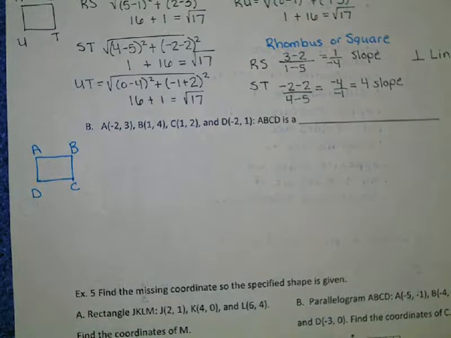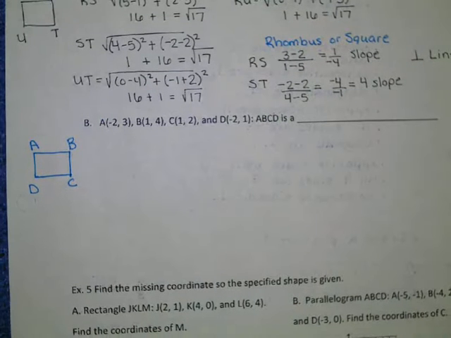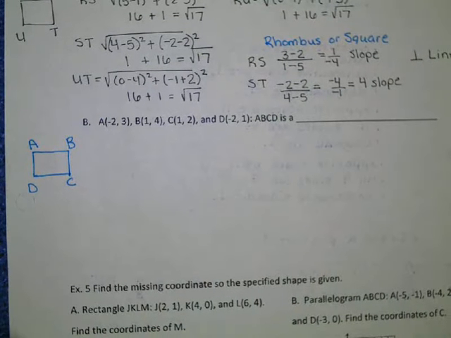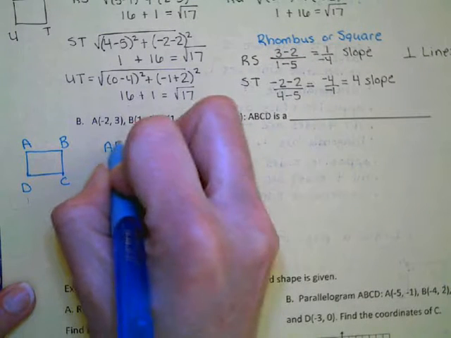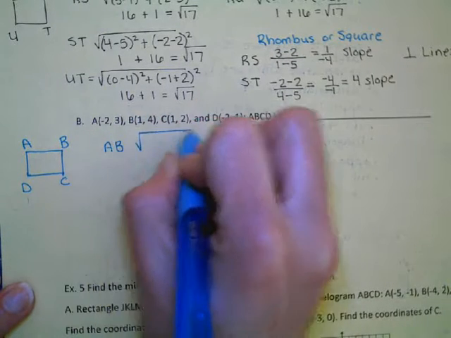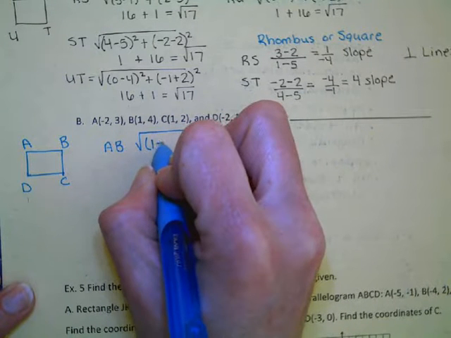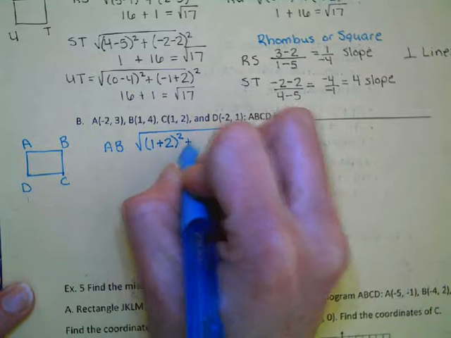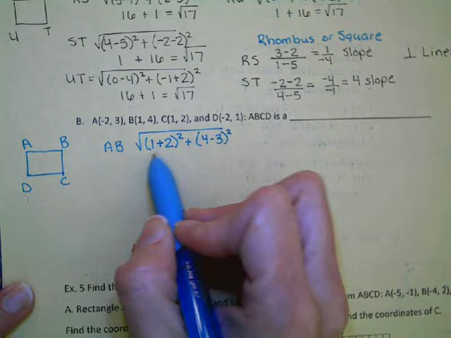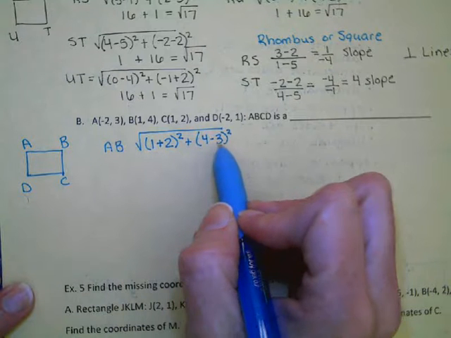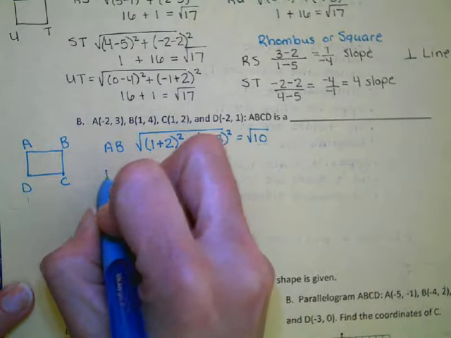I would pause the video at this time and try it on your own and see if you can figure out what kind of shape this is. So I'm going to go ahead and start my side AB and find the distance or length of that side. 1 minus negative 2 is plus 2. 4 minus 3 squared. So we have that 3 squared is 9, 1 squared is 1. So this is square root of 10.